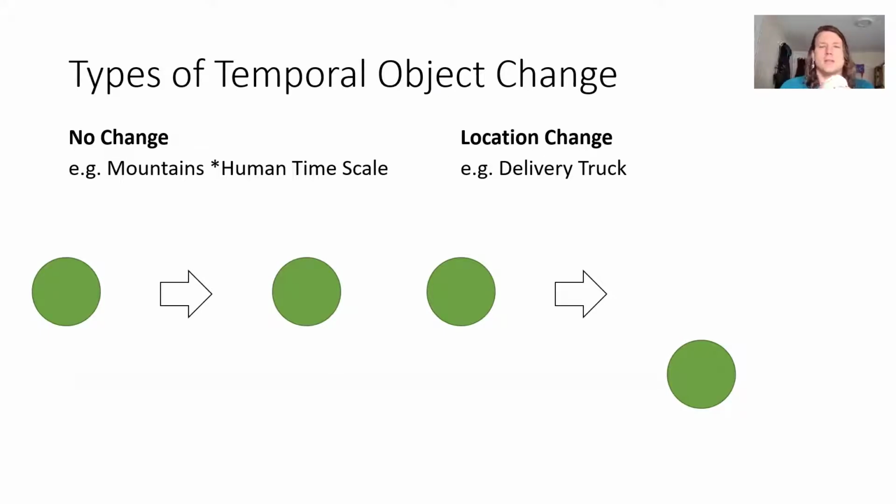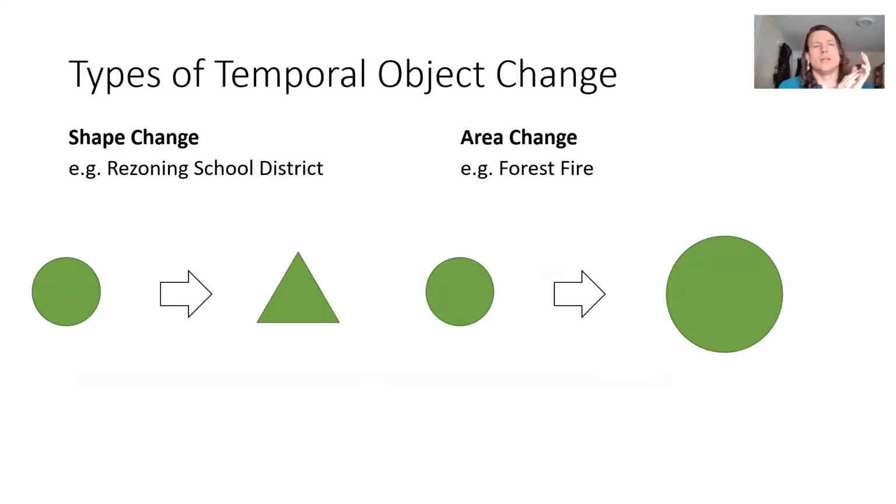There are numerous types of change that can occur. For instance, we can have no change. Again, that's something like a mountain, at least on a human time scale. You can have a location change. That might be something like a delivery truck moving through its route throughout a day. You can have shape change. Maybe that might be like a school district gets rezoned after some census data is collected. You can have area change. For instance, a forest fire can grow throughout time.